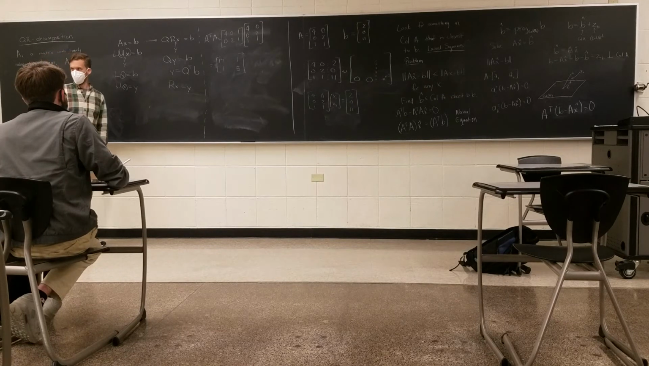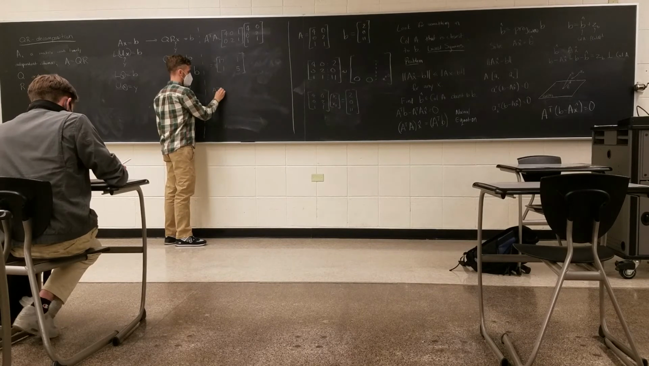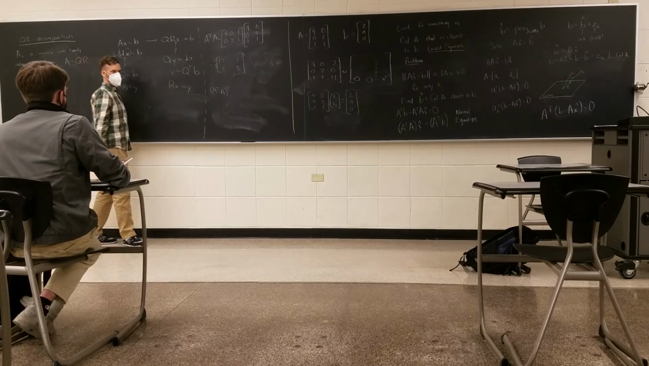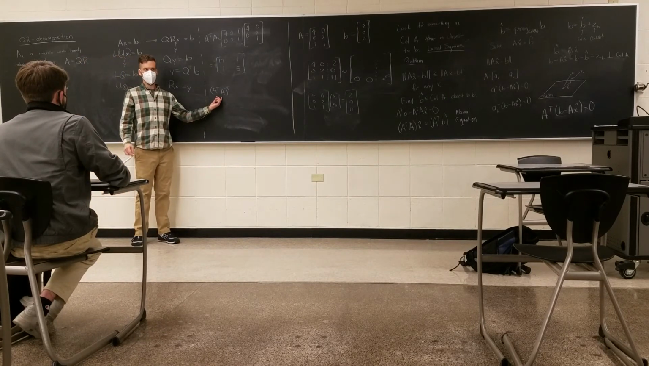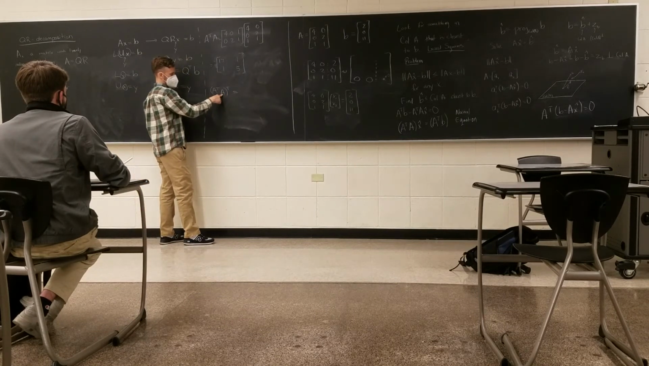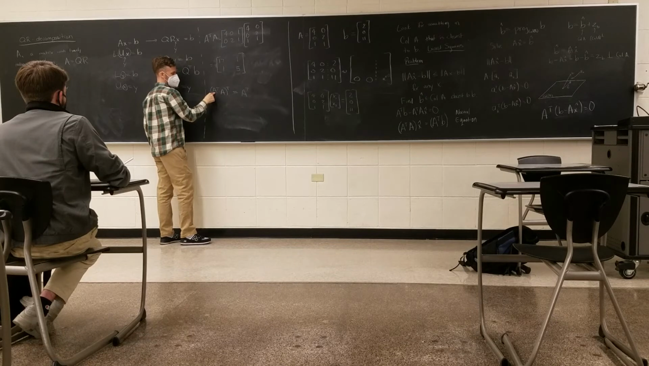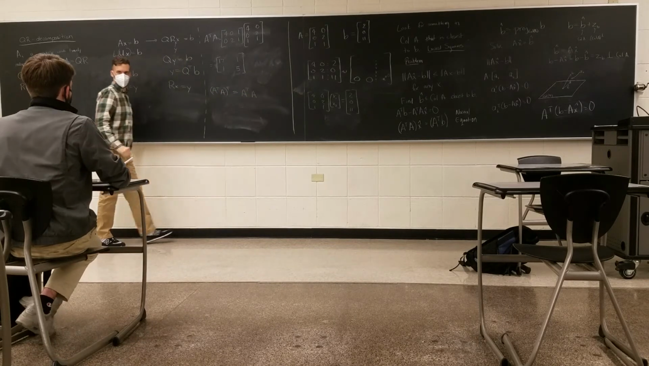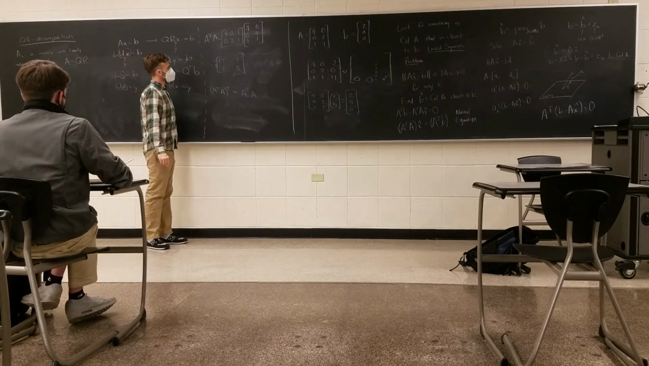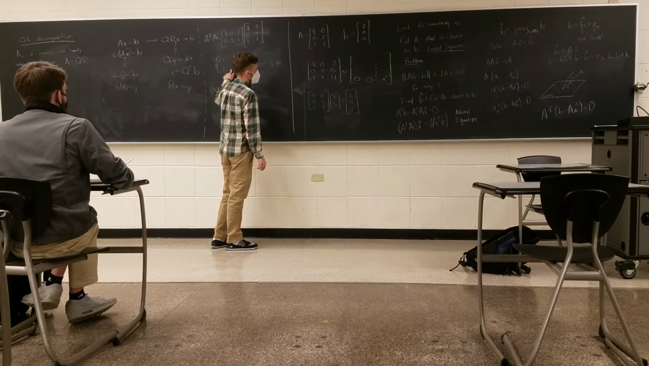So A transpose A will always be symmetric. And we can check this by looking at what happens if we take this transpose. You remember, if you take the transpose of a product, it's the product of the transposes, but the multiplication is in the reverse order. So what I get is that this is A transpose times A transpose transpose, which is just A. And so you see that this matrix is equal to its transpose, which means it's symmetric. So A transpose A will always be a symmetric matrix. That's one helpful fact about it.